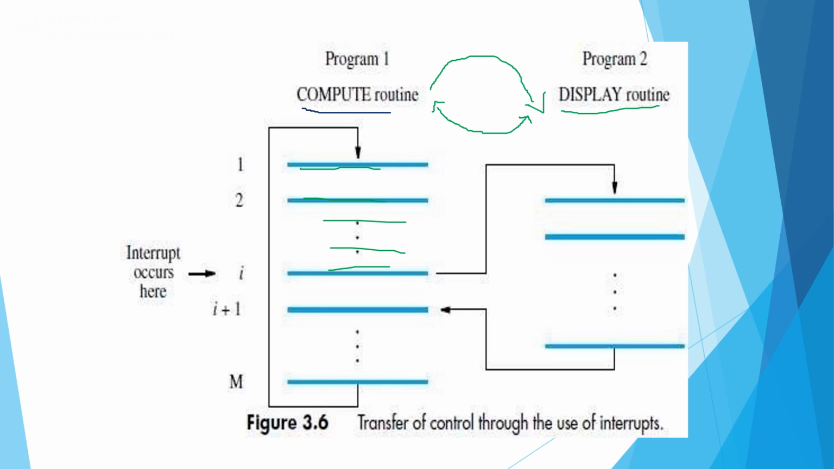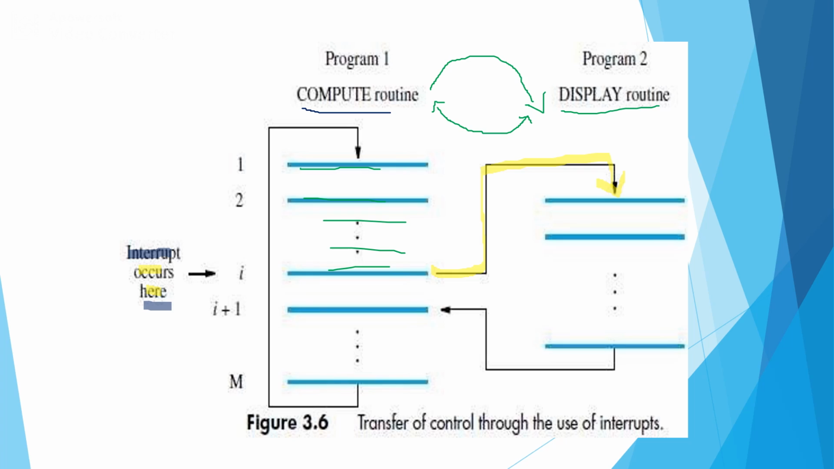So here in the example we can observe that the interrupt has occurred at this particular location, that is the ith location. Whenever the printer becomes ready, it can raise an interrupt request by placing its request on the single interrupt request line. In response, the processor temporarily suspends the execution of the compute routine and transfers the entire control over to the print routine.